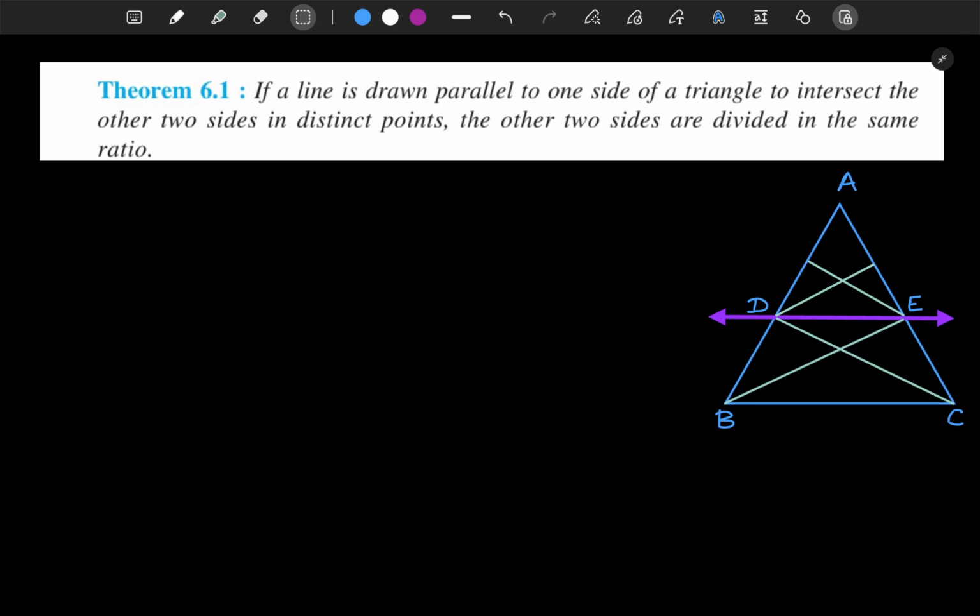Today we are going to discuss one of the very important theorems for board exams. As you can see on the screen, if a line is drawn parallel to one side of a triangle to intersect the other two sides in distinct points, the other two sides are divided in the same ratio. We all know this theorem by a name, Thales Theorem, which is very famous, and we also call it the Basic Proportionality Theorem, right?